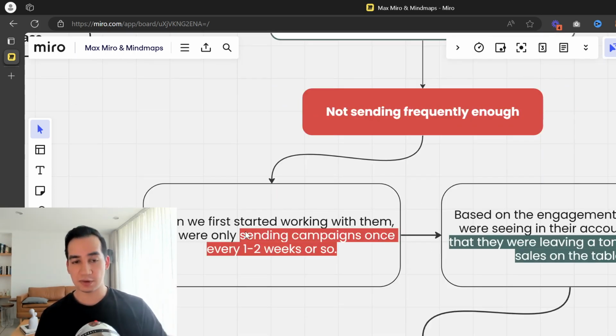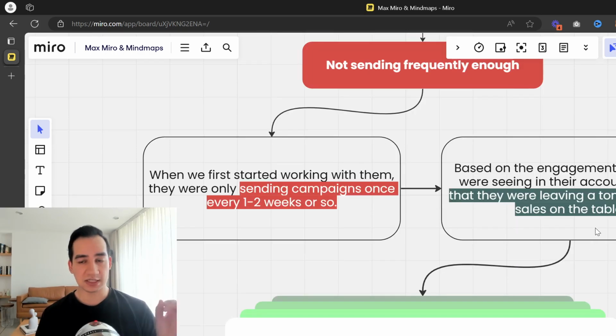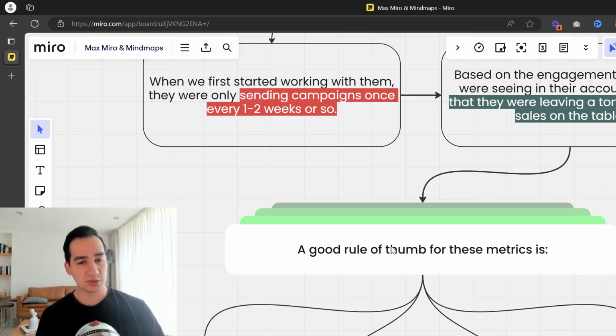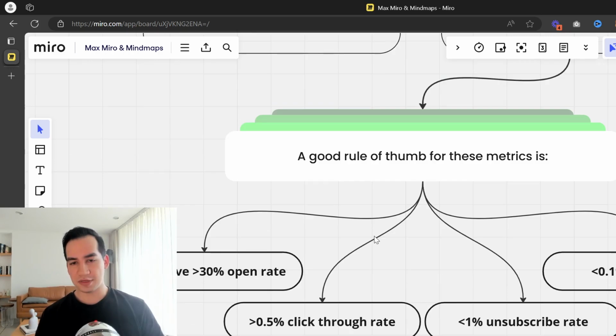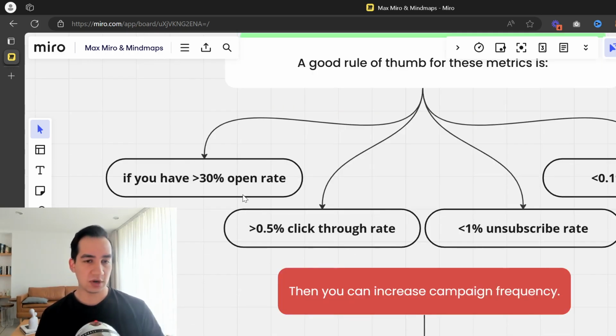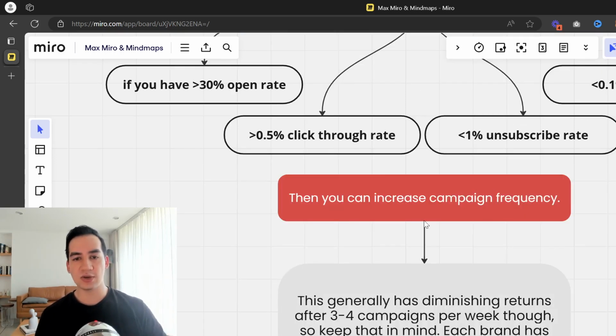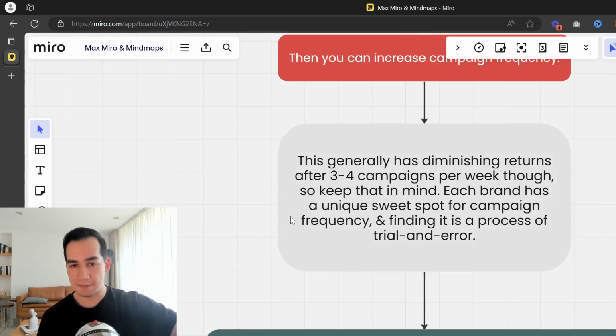When we first started working with them, they were only sending campaigns around once every 1 to 2 weeks or so. Based on the engagement that we were seeing in their account, we saw that they were leaving a ton of potential sales on the table, which is quite common. A good rule of thumb for these metrics is if you have an over 30% open rate, over 0.5% click rate, under 1% unsub rate, and sub 0.1% spam rate, then you can increase campaign frequency. This generally has diminishing returns, though, after 3 to 4 campaigns per week. So keep that in mind.